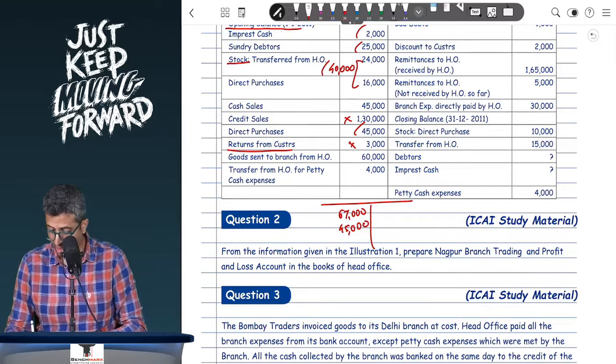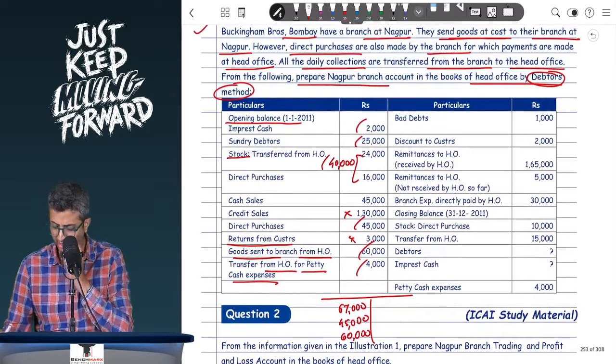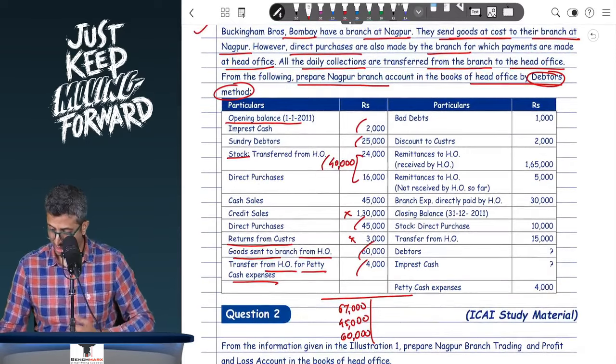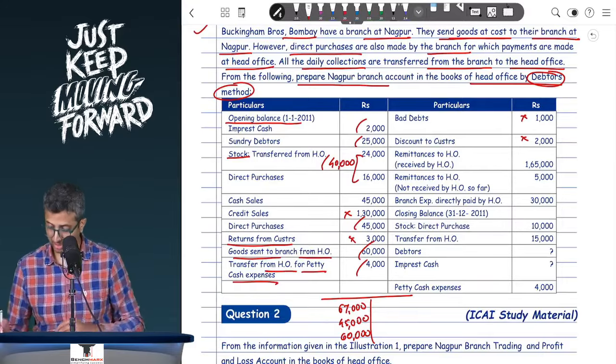No separate effect. Goods sent to branch from HO, 60,000. This is goods sent, 60,000. Transfer from HO, for petty cash expenses. So HO is giving 4,000 to the branch. That is also going to be taken. Bad debts is 1,000. Discount, this will not be taken because on the credits you will just take the cash remittance.